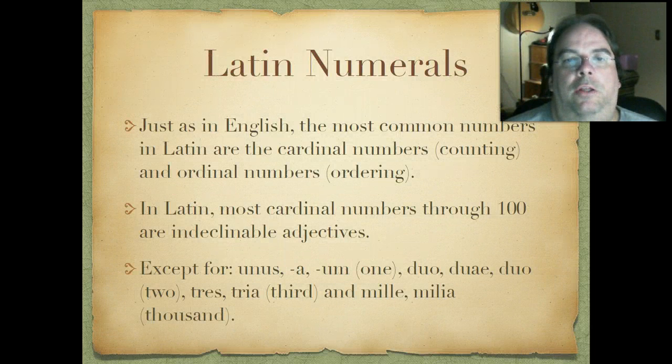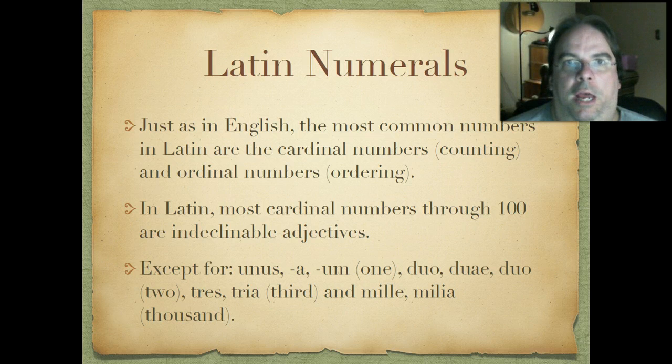So just like we have in English, the most common types of numbers we have in Latin are cardinal numbers, which are counting 1, 2, 3 type numbers, and ordinal numbers. So the ones that order things: first, second, and third. So in Latin, most cardinal, most counting numbers through 100 are indeclinable adjectives. So there's some good news. They don't decline necessarily, with a few exceptions, and of course we always start off with the exceptions.